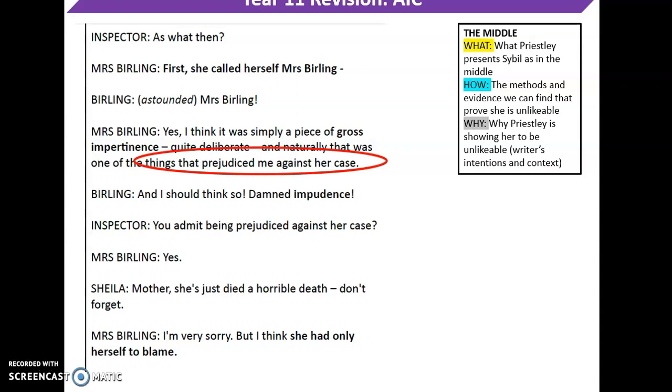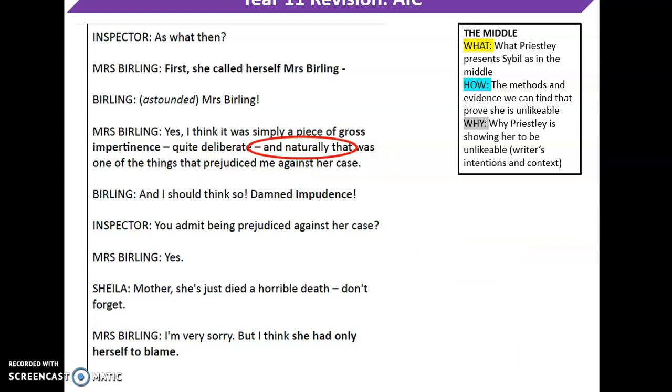So first of all, she talks about being prejudiced against the case. Now this is an open and blatant confession of prejudice. She confesses and she admits that she's prejudiced. And she doesn't do it shyly. She doesn't do it feeling self-conscious. She's open and blatant. There's almost a sense of pride in the prejudice that she has towards the working classes.